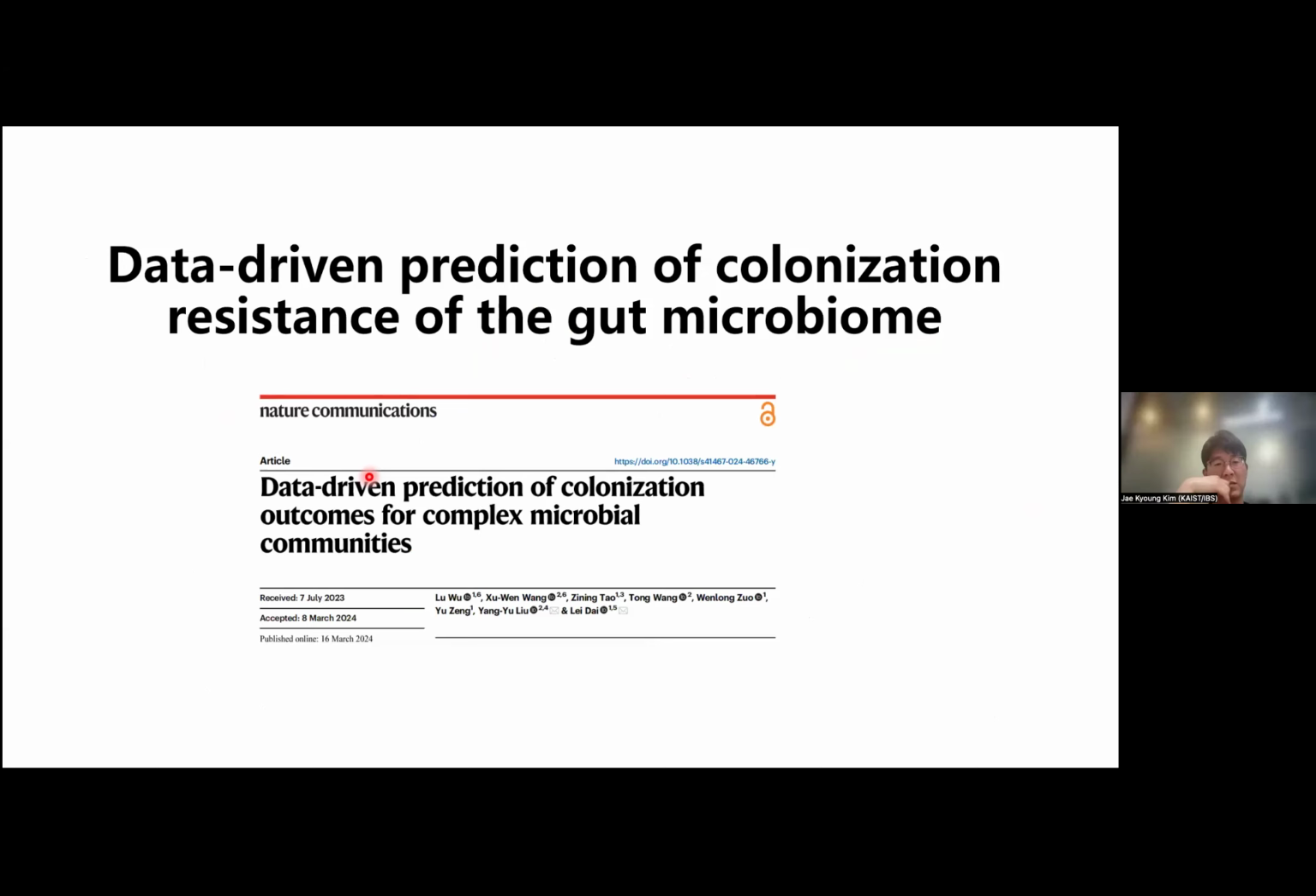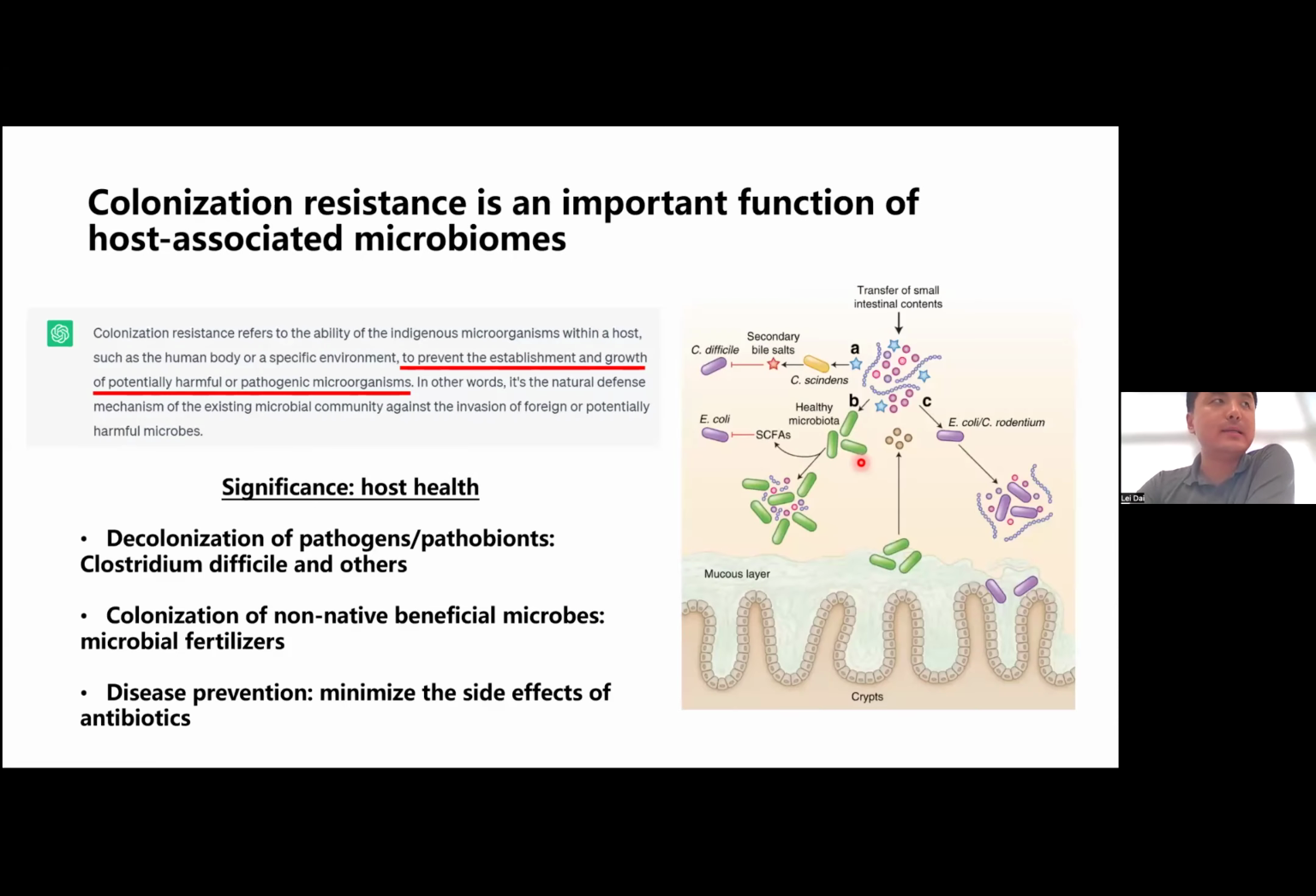Okay. So this is the first story, where we used the generalized Lotka-Volterra model to infer the key interactions among the microbial species. The second story, published earlier this year, looks at a different perspective, where we use data-driven models like machine learning and deep learning to understand colonization resistance of the gut microbiome. Colonization resistance is another very interesting and important function of the microbiome. This is a definition taken from ChatGPT. It says colonization resistance refers to the ability of the indigenous microorganisms within a host to prevent the establishment and growth of potentially harmful pathogenic microorganisms.